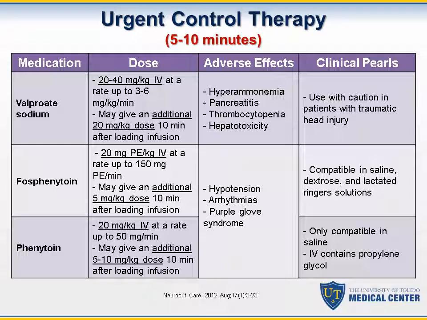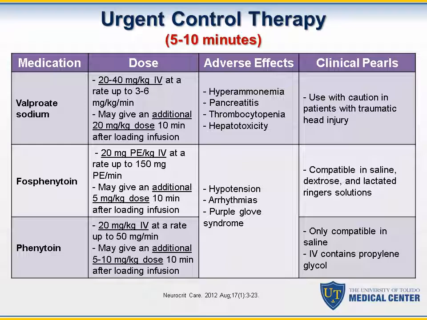Fosphenytoin is dosed 20 milligrams phenytoin equivalents per kilogram IV, and you may give an additional dose 10 minutes after the loading infusion, whereas phenytoin is dosed 20 milligrams per kilogram IV, but only at a rate up to 50 milligrams per minute, whereas fosphenytoin can be given up to 150 milligrams phenytoin equivalents per minute. And you may also give an additional phenytoin dose 10 minutes after the loading infusion.